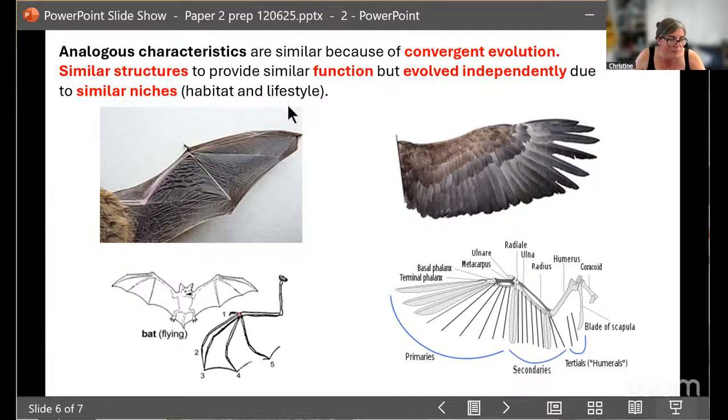Okay. Good. Yeah, selective pressures are important. When would I need to talk about convergent and divergent?